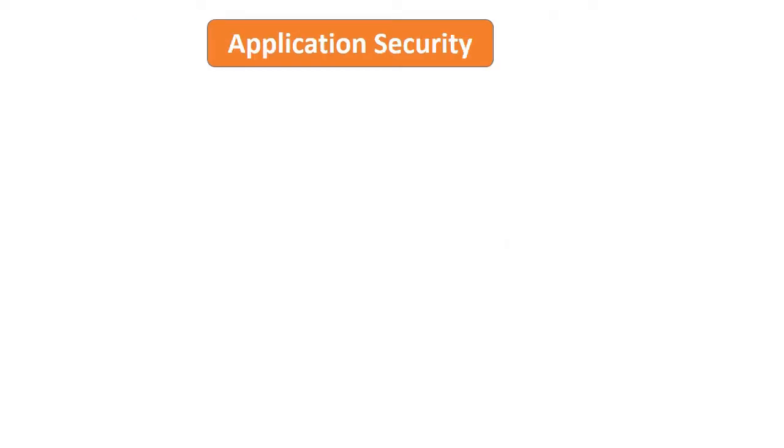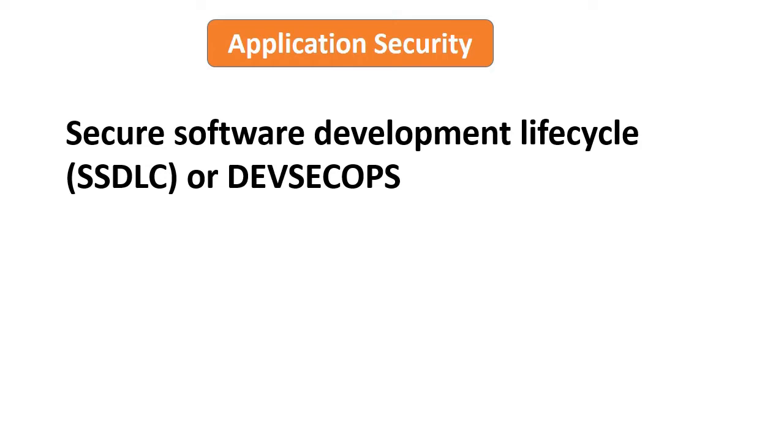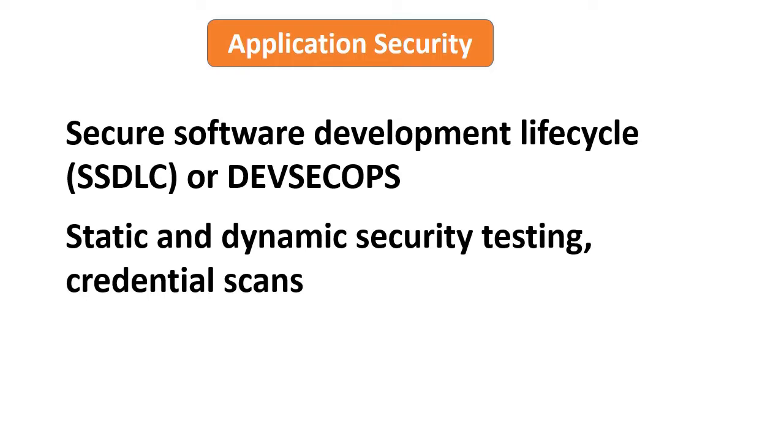Point number two, application security. Defining security requirements right at the beginning of a requirement phase and subsequently at other phases assures a secure application. Check if secure software development lifecycle or DevSecOps is followed to ensure that security is integrated end to end in the software development process. Make sure continuous application security assessment of open source elements and plugins, static and dynamic security testing, credential scans, white and black box testing, and API security testing is performed.